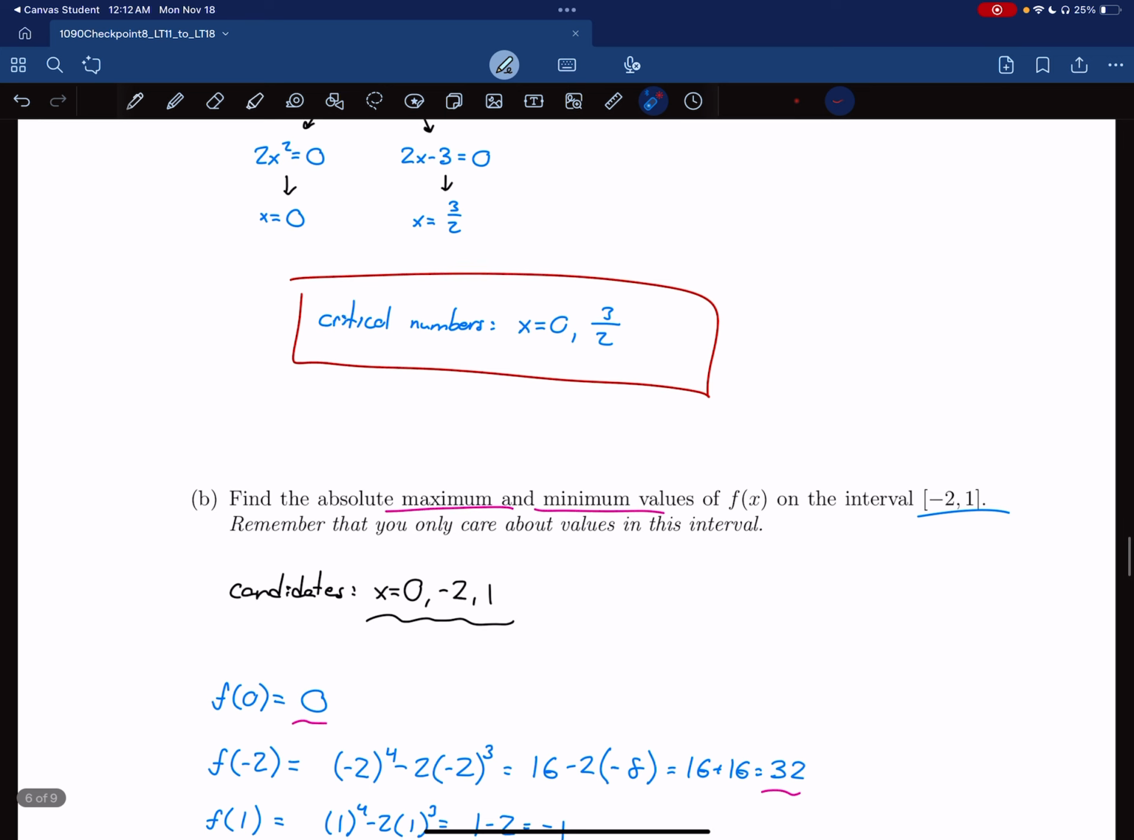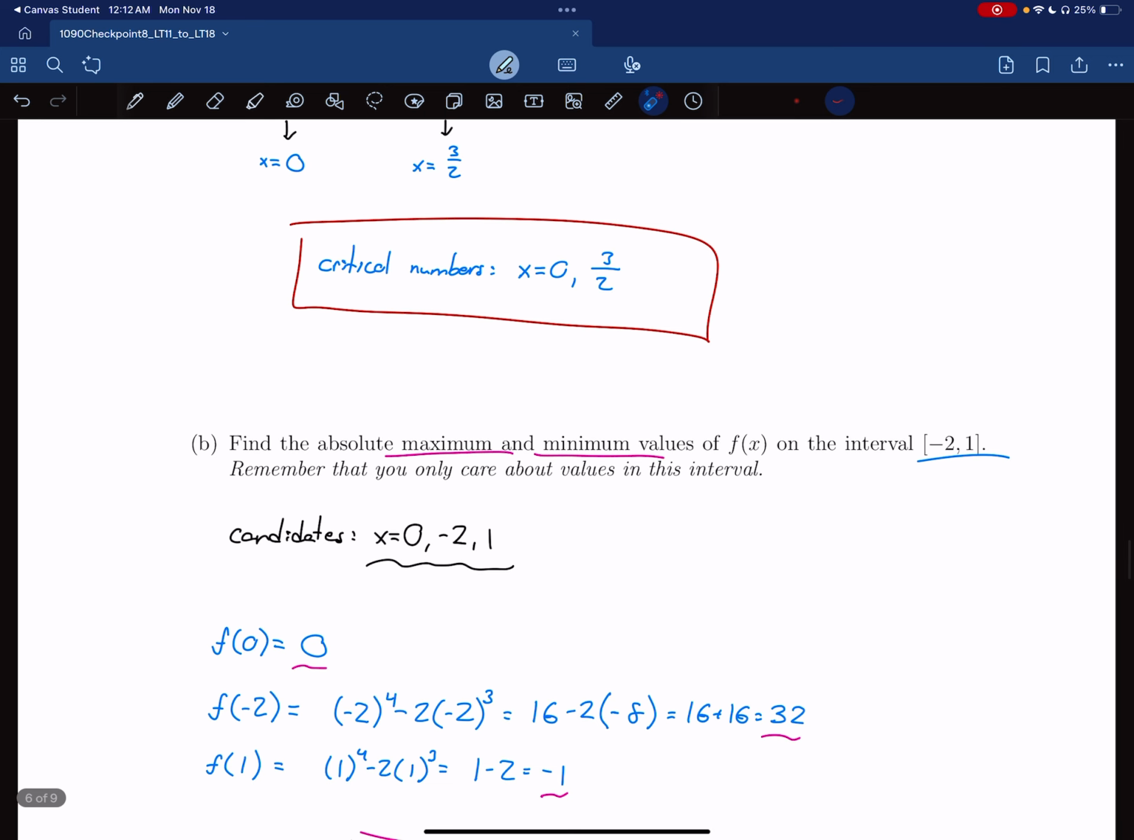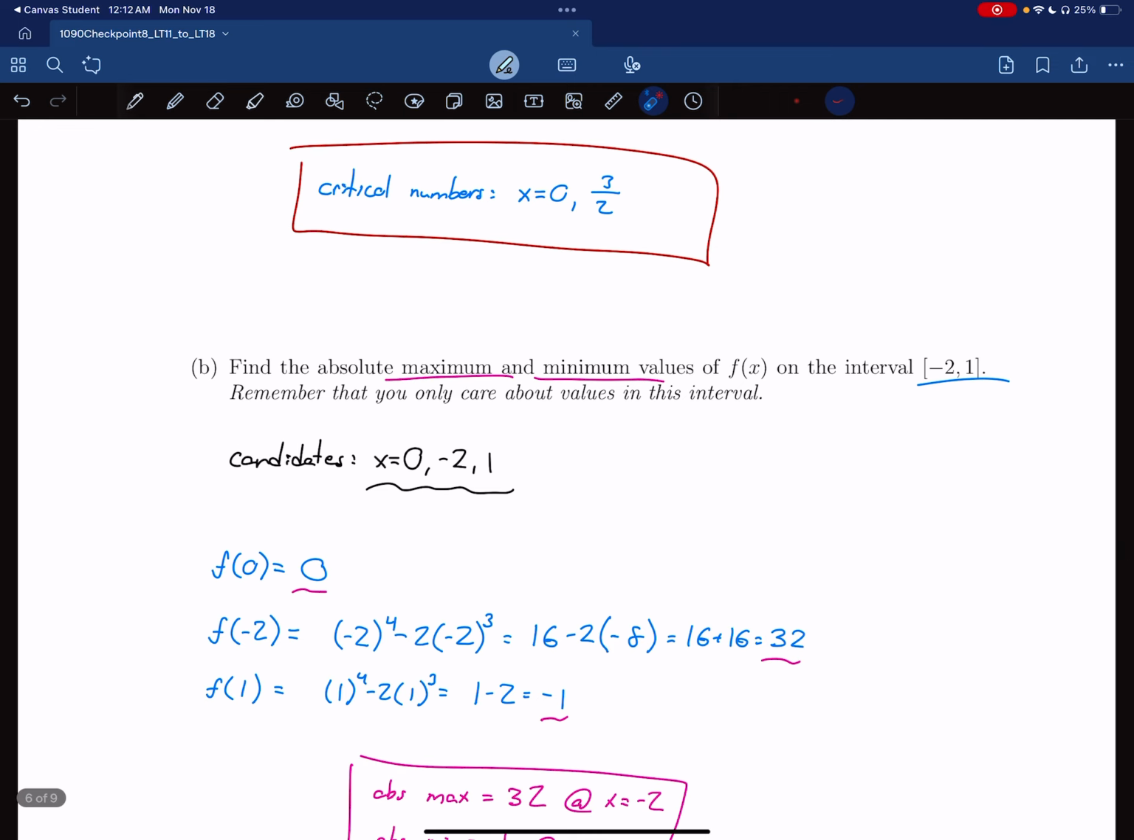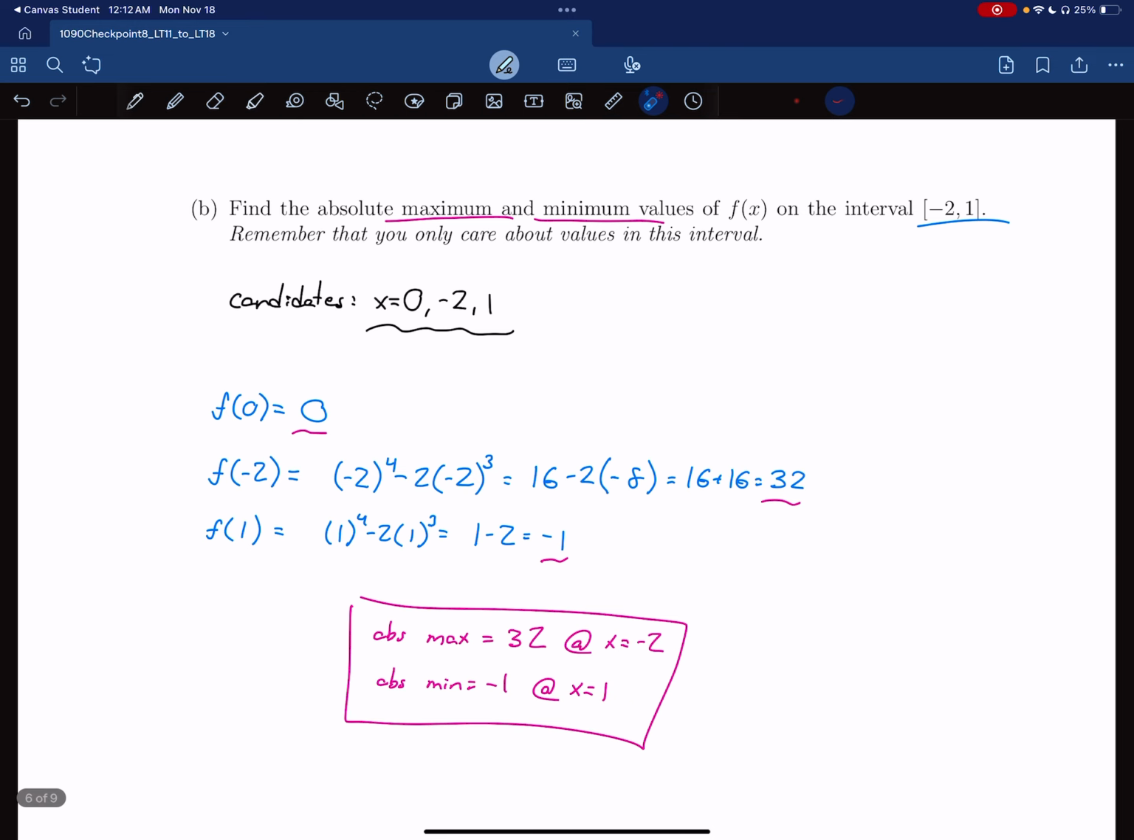All right, now we need to find the max and min values on an interval. Remember that you only care about values in this interval. That means we can scratch 3 over 2 because it's not in this interval. When we have candidates for max and min values, we need to include the endpoints, negative 2 and 1, because these brackets are closed. They're on the interval. From there, we plug our candidates into the original f function, f of x, not f prime of x.